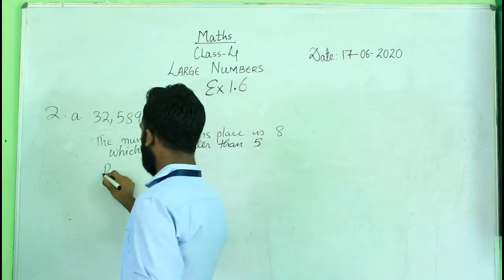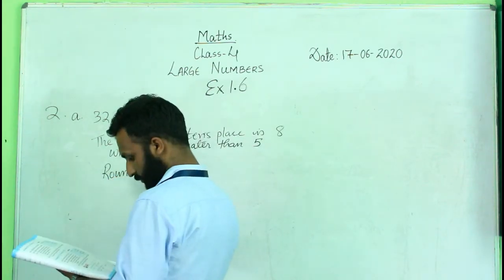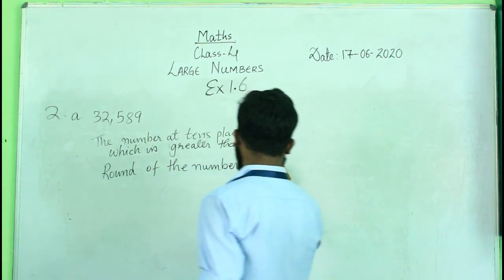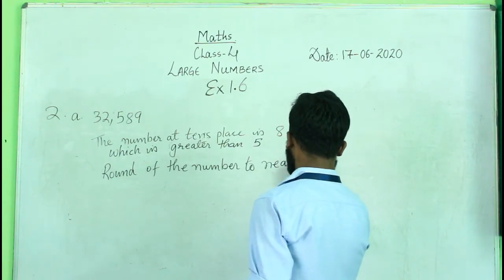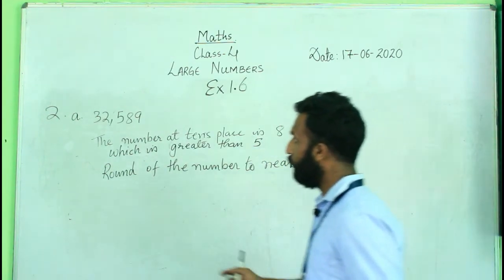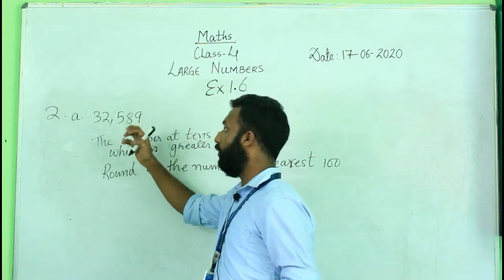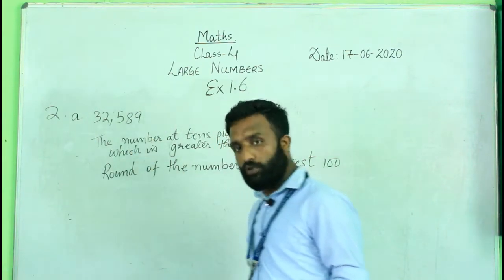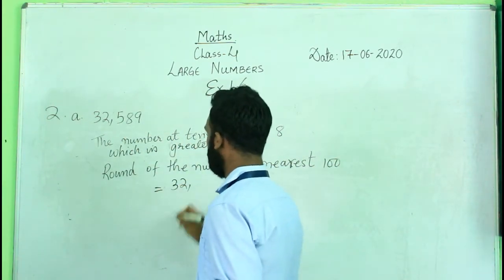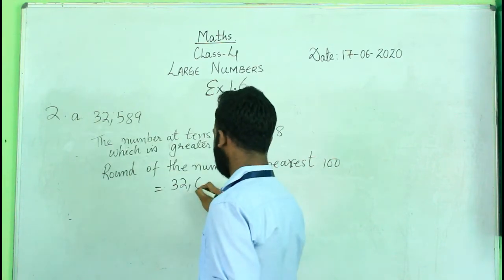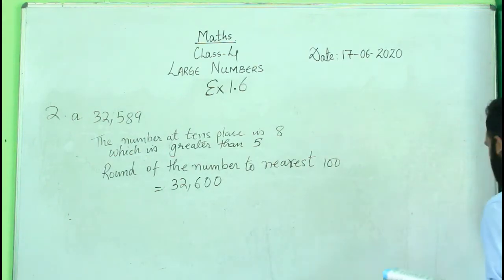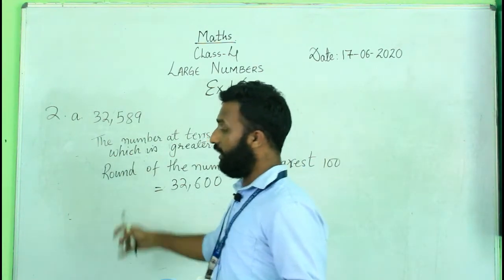So round the number to the nearest 100. In the previous one we did nearest 10, and at that time we were only changing the ones place to 0. Here we will change both the ones and the tens place to 0 and add 1 here. So it will be 32,600. If we add 1 here, it will be 6 and the remaining will be 0. This is how you will do nearest 100.